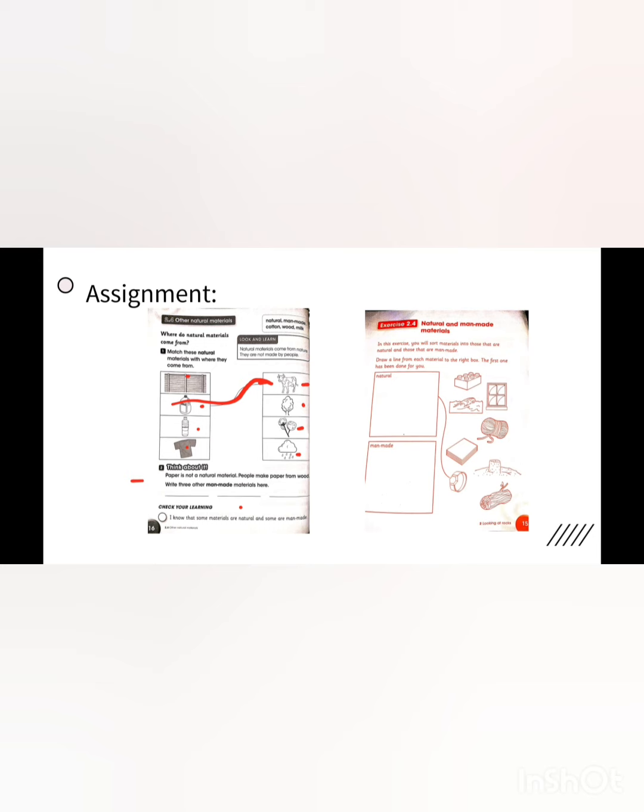And on your activity book page number 15, you have to match these objects or materials that are drawn. You have to match them if they are man-made or natural.